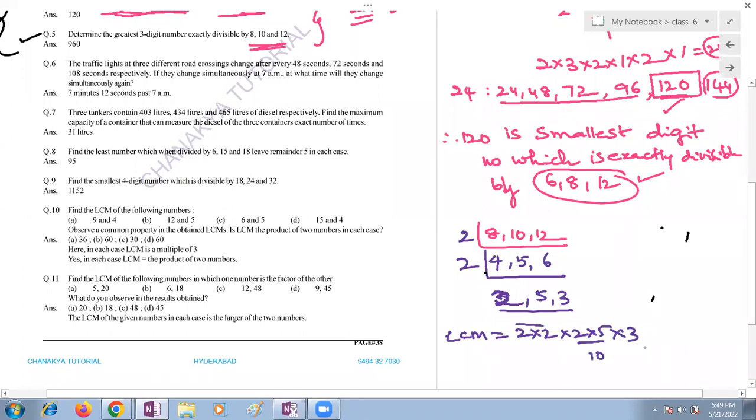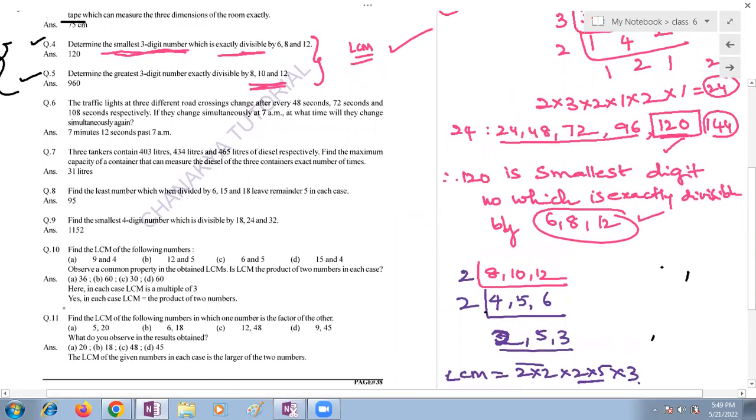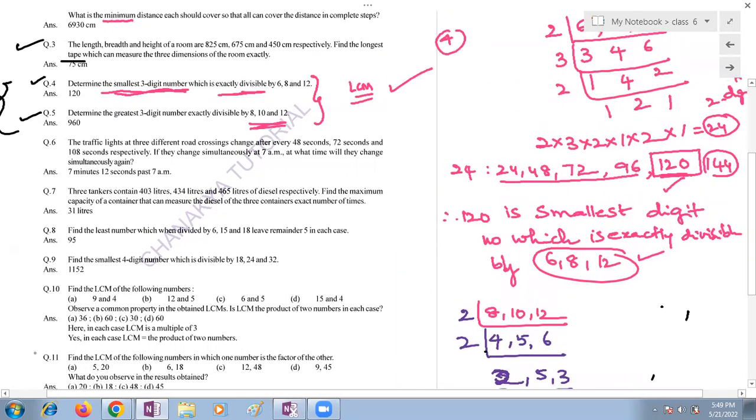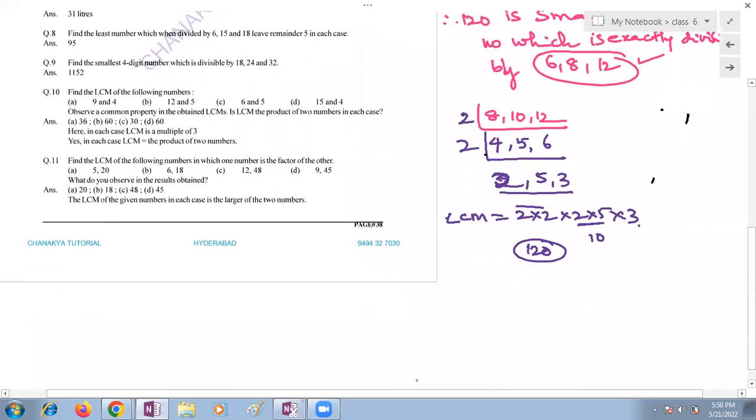When we multiply them all, we will get the answer 120. But our question was about the greatest 3-digit number, not the smallest. So we have to take the multiples of 120.